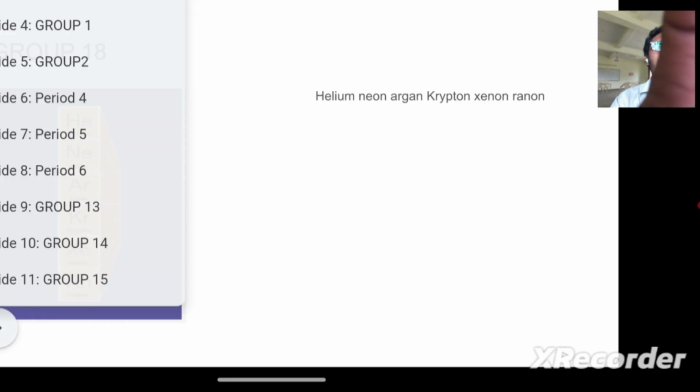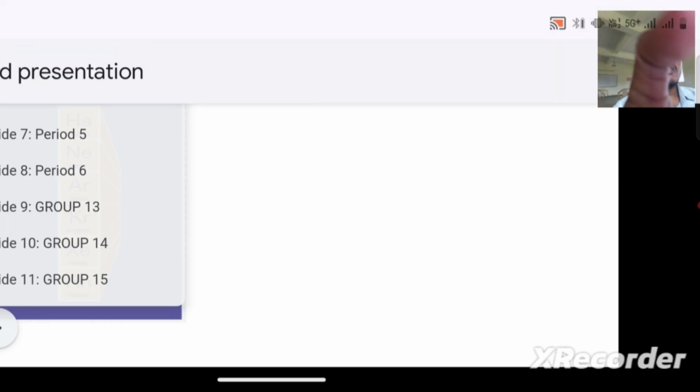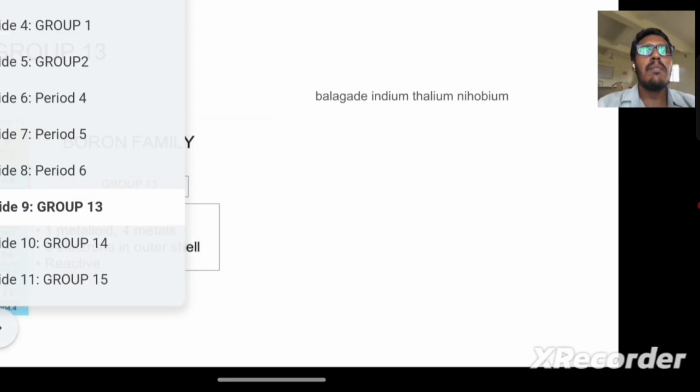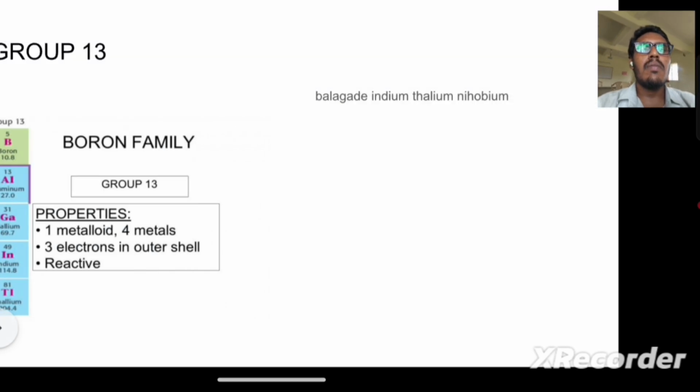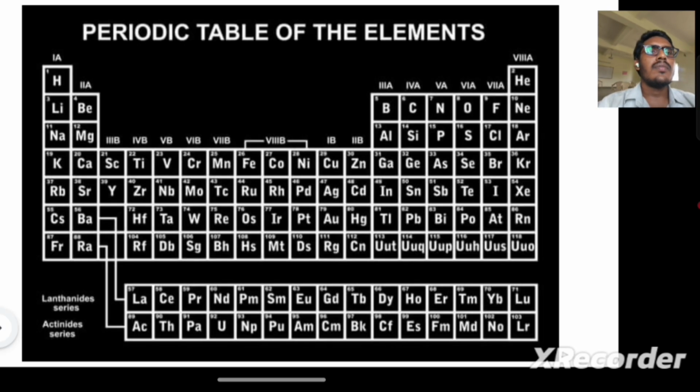Now let's get into the slide. Sorry, just a minute. Now you can see, I'll repeat all the mnemonics. Seeing this periodic table, just write this down. It will help you to remember the periodic table as much as you need for your curriculum.